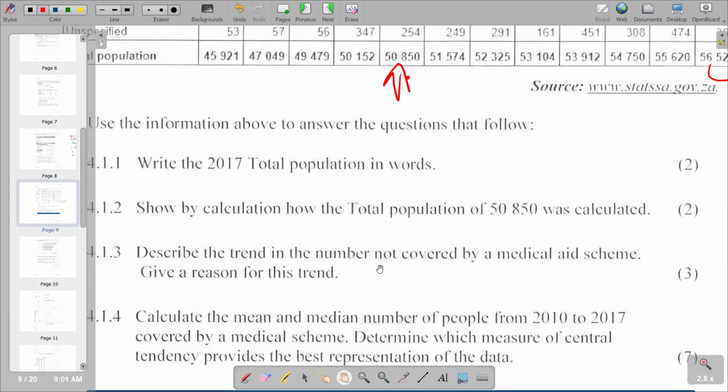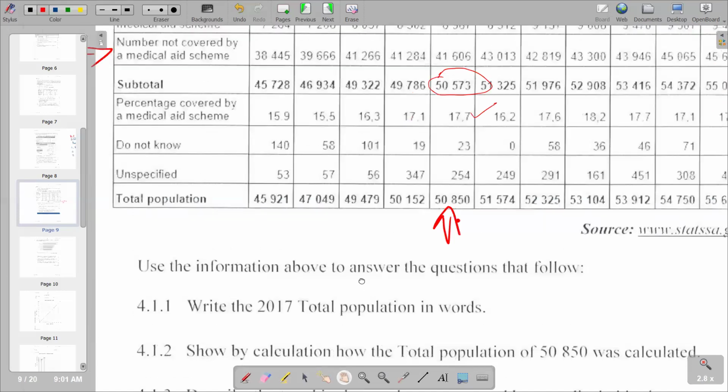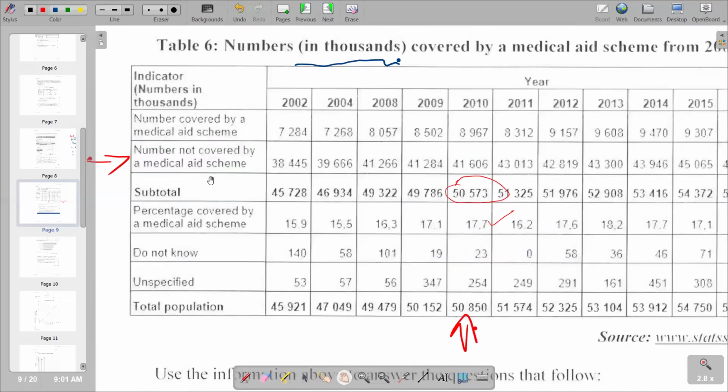This question is saying describe the trend. So there is an increase, that is the gradual increase that we are seeing. And we are giving a reason for this. You see that this is the number not covered by the medical scheme. So obviously it's becoming more expensive to join the medical aid scheme. Maybe that's the reason, as we are seeing more people are not being covered by medical aid scheme. So it means they are not affording the medical aid scheme. That's the basic. So that's how we are going to describe it.